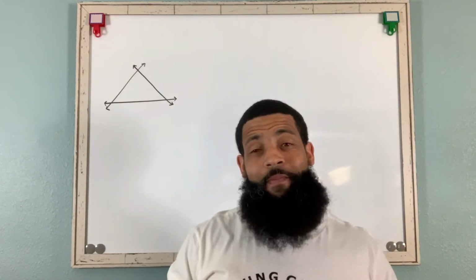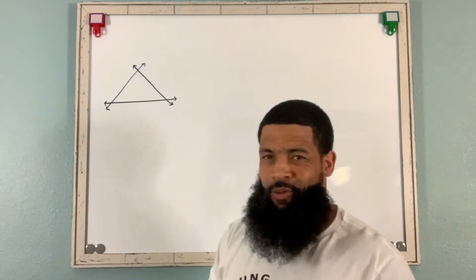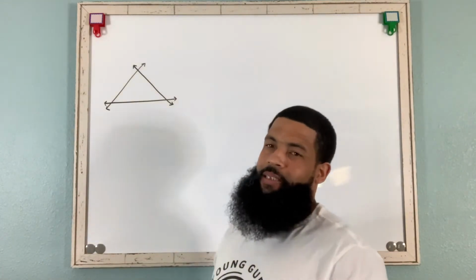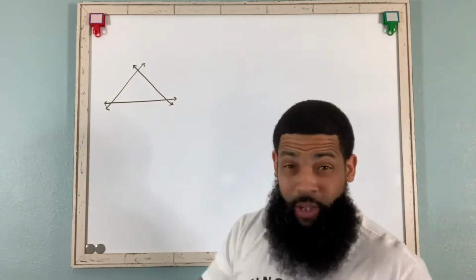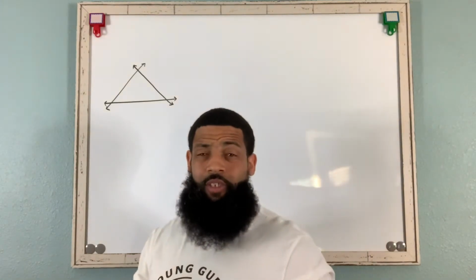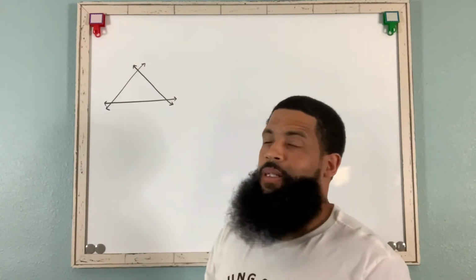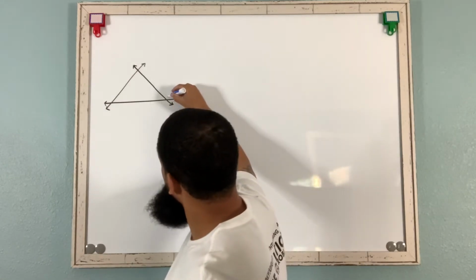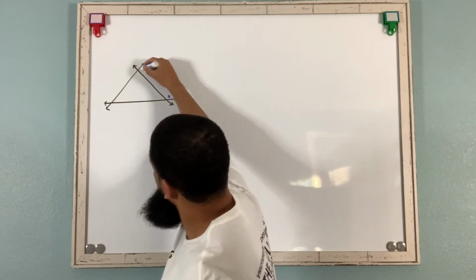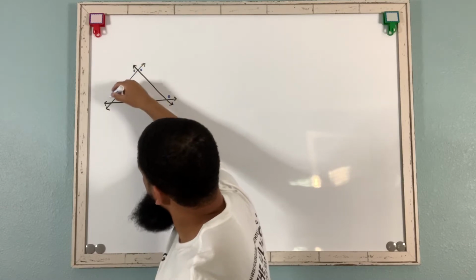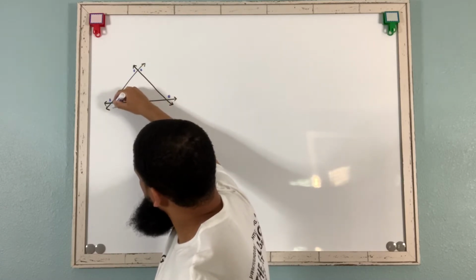As you can see, this small diagram right here is going to help me with today's lesson. We're talking about exterior angles, and what do you think an exterior angle is? Let's show you. Exterior angles are these angles right out here, those angles on the outside of a triangle.